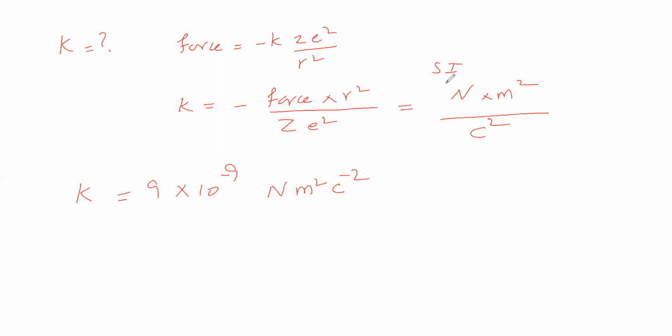In the CGS system, what is the value? In place of Newton you substitute dyne, in place of meter you substitute centimeter, and in place of Coulomb you substitute ESU, electrostatic unit, squared. Now the k value is 1 dyne centimeter square per ESU square.